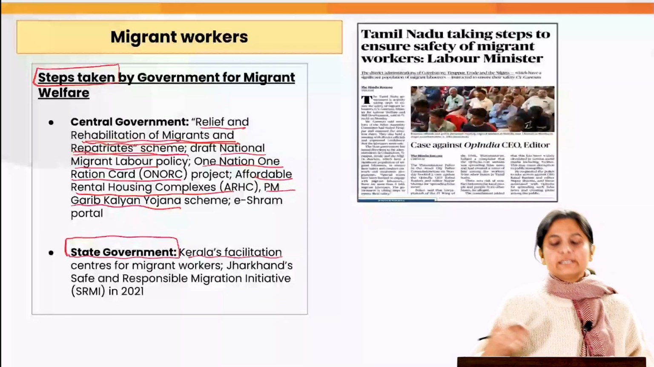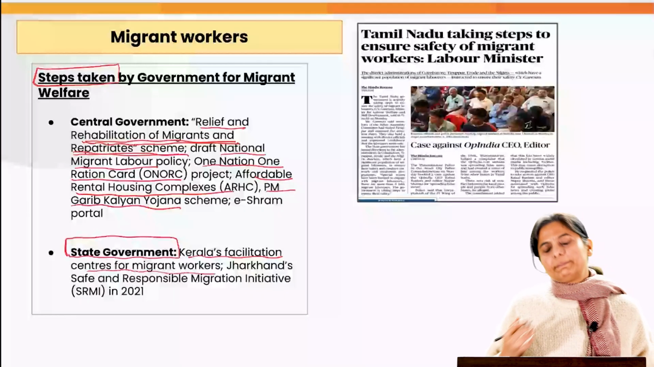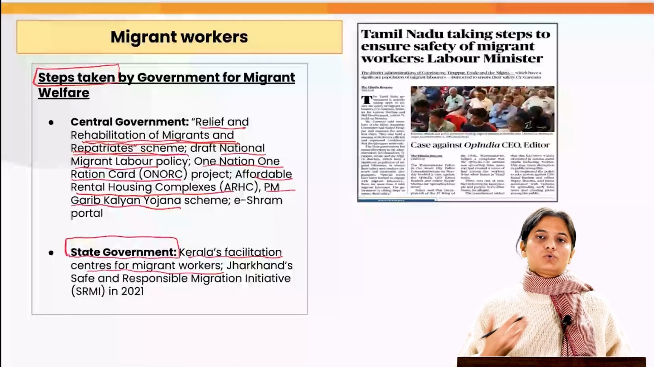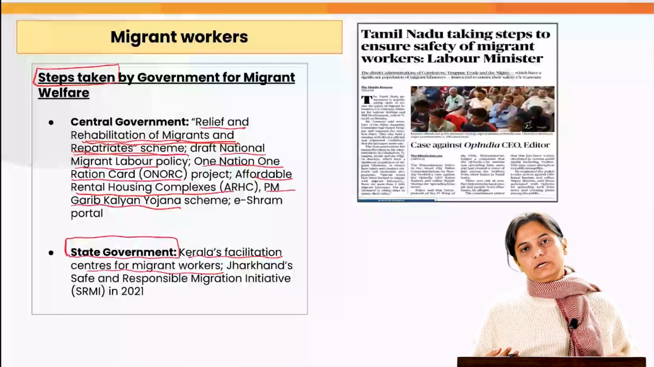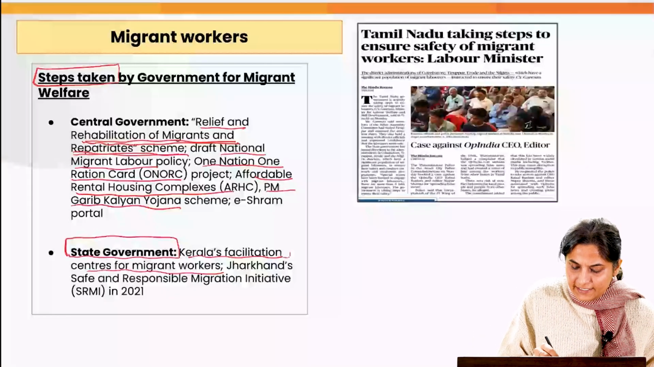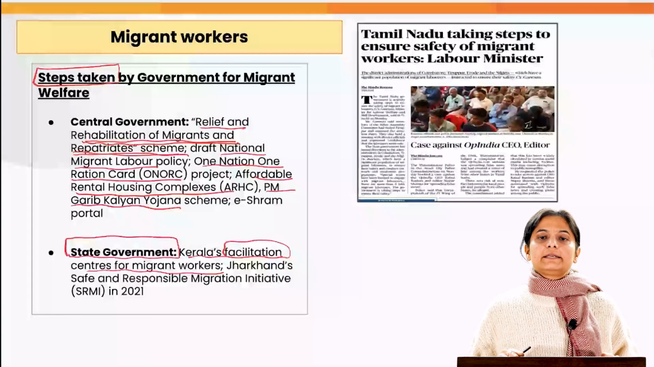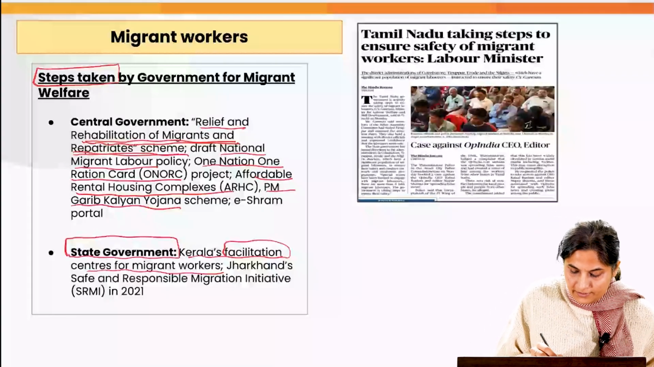Kerala has ensured various facilitation centers because a big segment of its population depends on migrant labor, maybe outside of India or some of them coming to Kerala. So they have ensured facilitation centers to ensure easy documentation and also facilitating various opportunities to them.